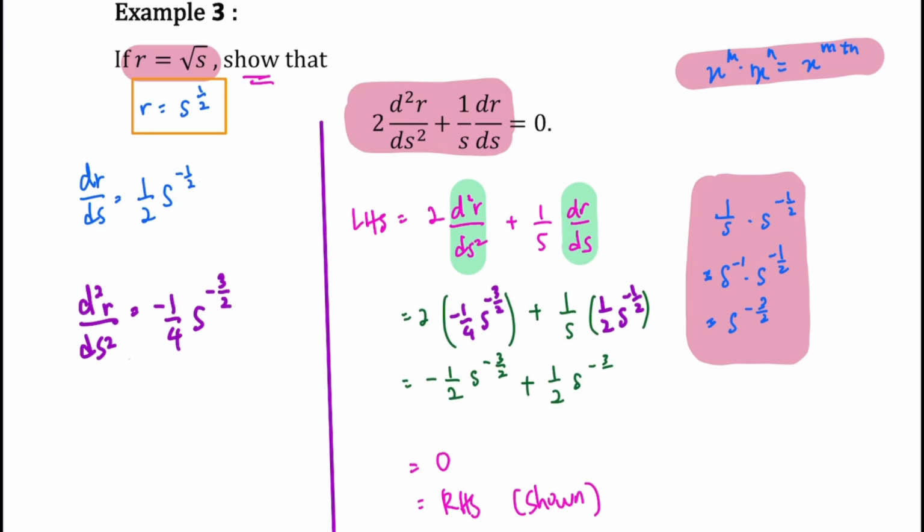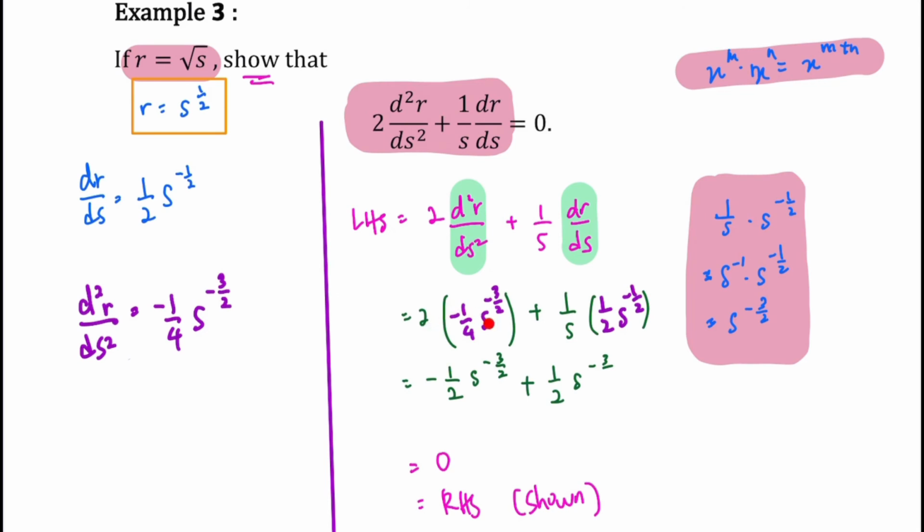Then let's find second derivative because we have a second derivative here. So second derivative is just bring down the power reduced by 1. So this is negative 1 over 4 s to the power of negative 3 over 2. Now let's rearrange everything here. Let's take the left hand side, 2 second derivative plus 1 over s dr over ds. So let's fill in this value here. Copy and paste, plus 1 over s, and then let's put dr over ds here. Copy and paste it here.